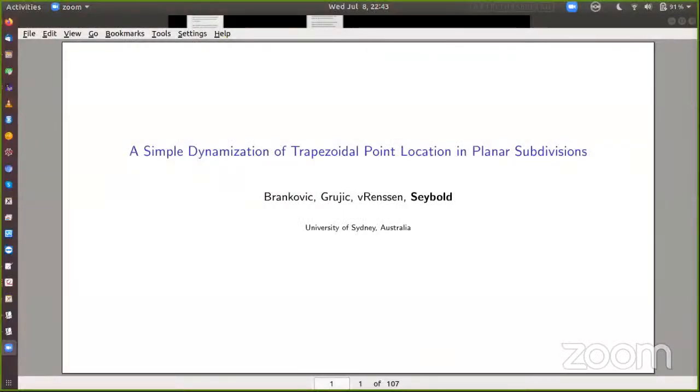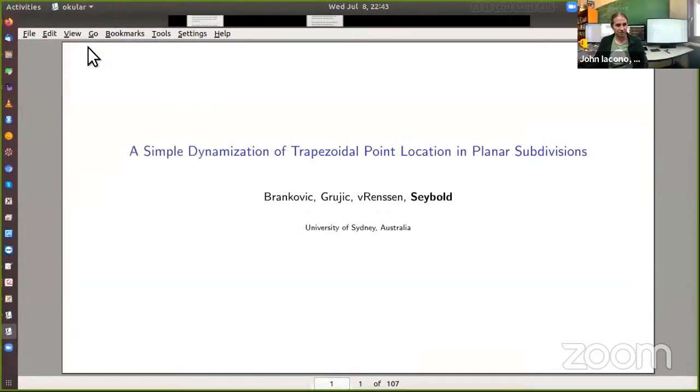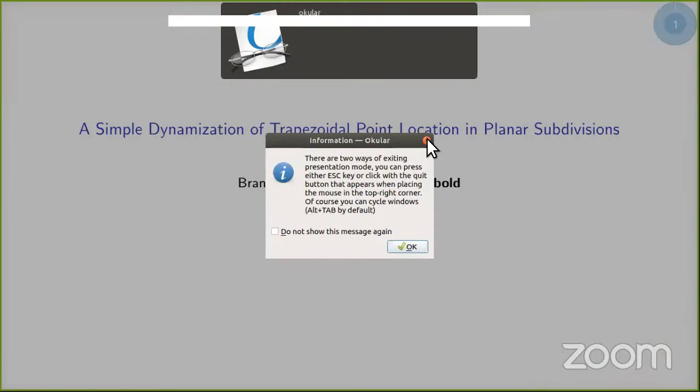Hello. Let me see whether sharing the screen works. So, can you see my screen? Yes. Yeah, that's a good start. You can hear me, you can see my screen. Excellent.